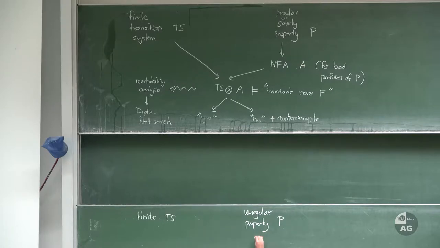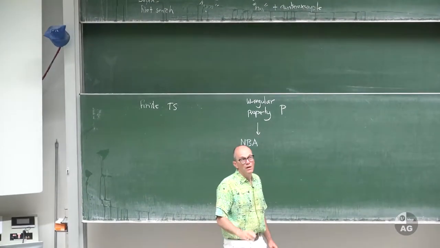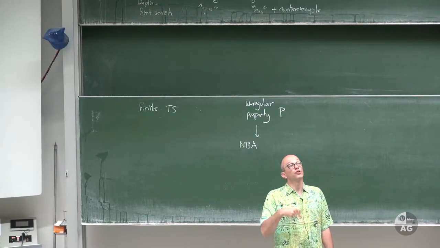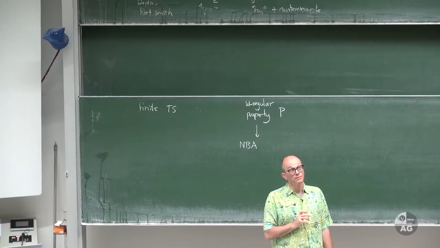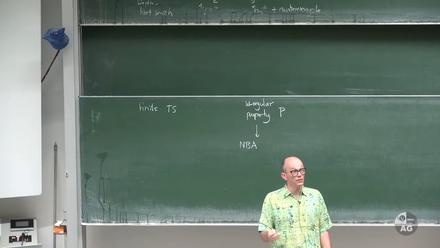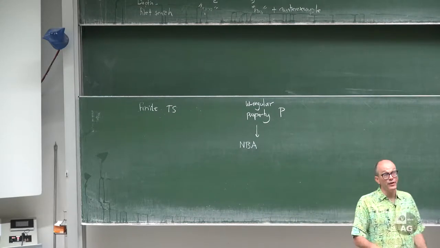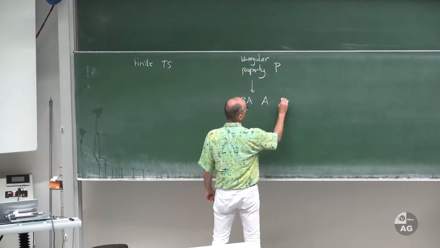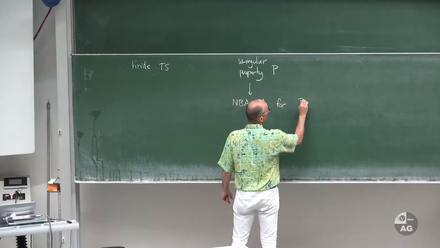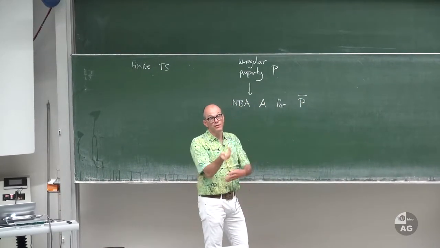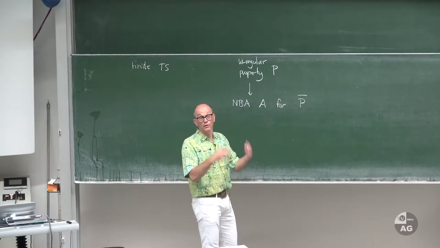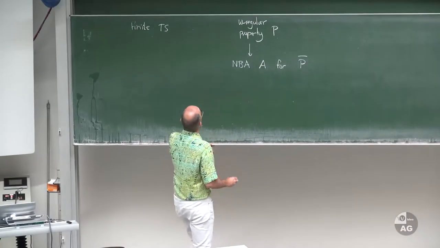So what we're going to do is very similar to this step over there. We're going to build a non-deterministic Büchi automaton. Same philosophy as on the safety properties, not for the property itself, but for those behaviors that refute this property. Again, the principle will be we're going to check whether the transition system can exhibit anything bad. So we're going to construct an NBA A for basically the complement of P. The complement of P is the property that we want to refute, the thing that we don't want to have.